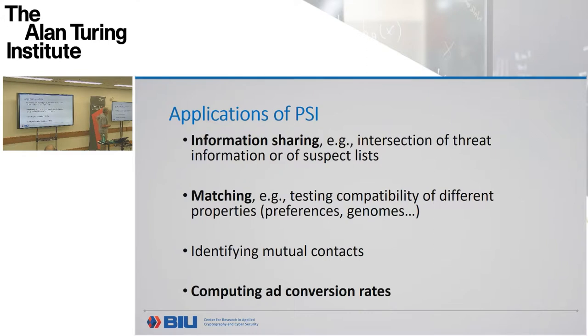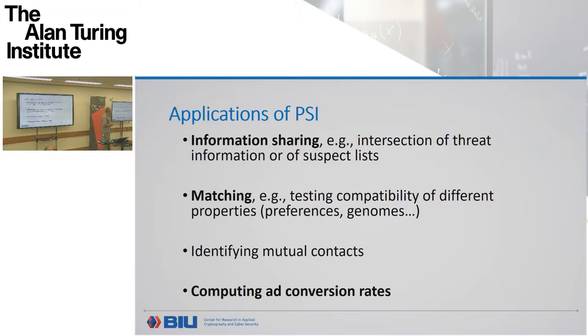So PSI has many applications. It can be used for information sharing between different companies that want to see if they were attacked by the same threat. Matching DNA, or you can think of a dating application where you want to match the preferences of two persons. People talked about using it in apps to identify mutual contacts on phones of different people. If I identify mutual contacts between a new subscriber and an old subscriber, I can target that person or give him content that I know his contacts like.